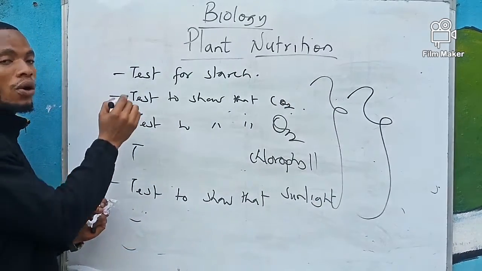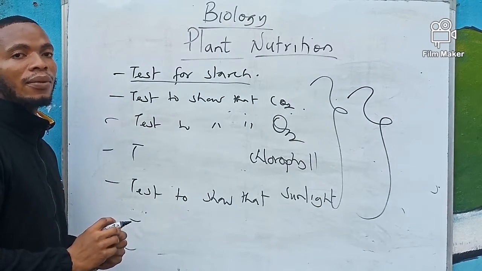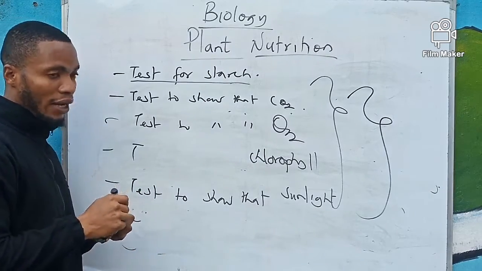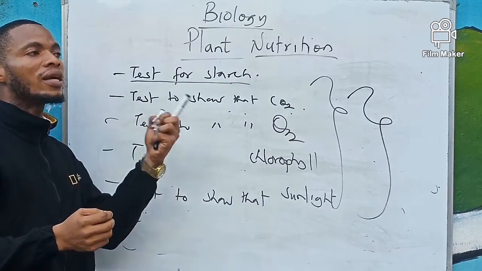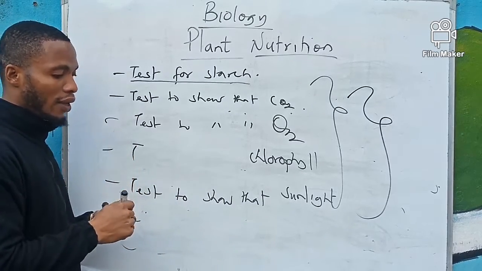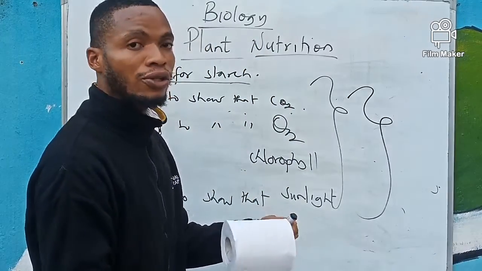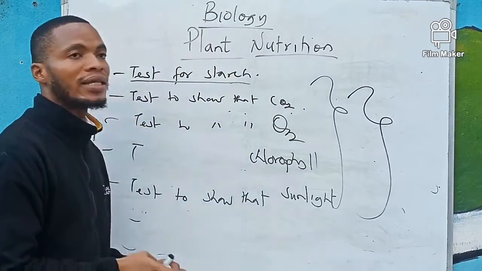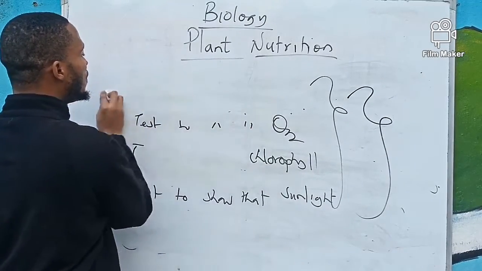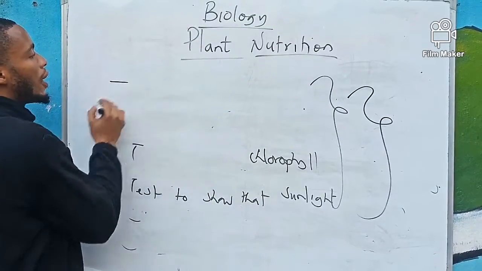But first of all, let me give you a hint on the test for starch. In this one, you want to test if a plant has carbohydrate, if a plant has starch. Now, what do you do? Usually we can have this in two ways. Let's use a yam tuber or a green plant. But let's use a green plant for now. What you do first is leave the green plant under the sun for hours. Why do you do this? To let the green plant capture enough sunlight, to let the plant get more energy.